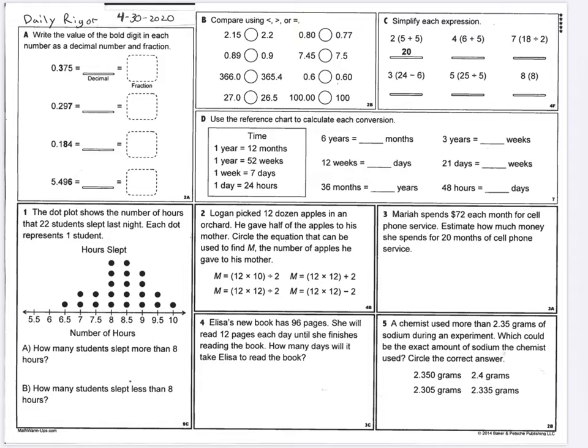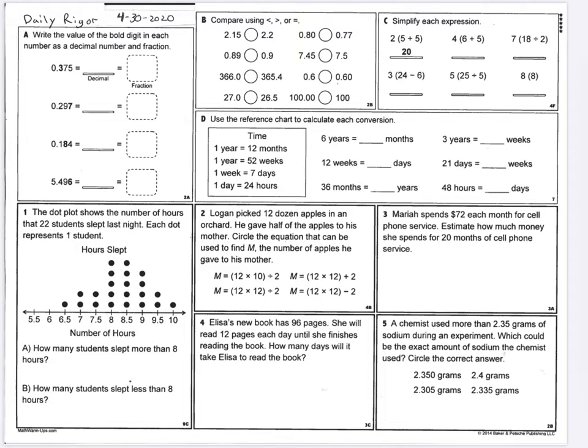The dot plot shows the number of hours that 22 students slept last night. Each dot represents one student. A says how many students slept more than 8 hours. So we're not going to look at 8 hours, but we're going to look at 8.5 to 10. So how many students slept more than 8 hours? B, how many students slept less than 8 hours? So again, we're not going to count the 8. We're going to look at everything less than 8. Okay?